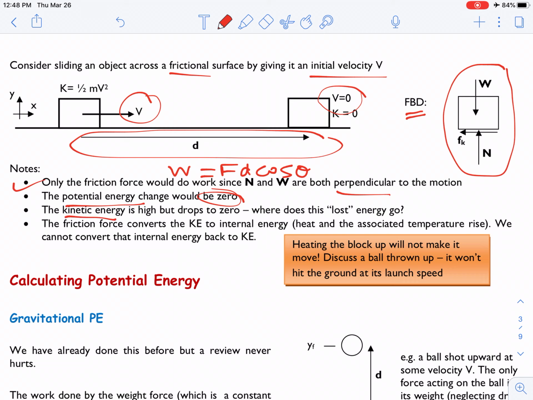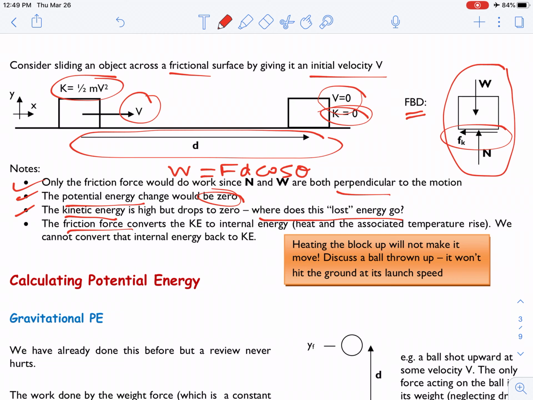And next, let's think about the kinetic energy. Initially, we have kinetic energy, shown as 1/2 mv squared, and then it goes down to 0. So it starts high but drops to 0. So the question is then, where did the energy go? Because we see that there's no change in potential energy, and the normal force and weight force are not doing work. Then we have to look into the piece that we skipped, right? The friction force. So hopefully we understand these two.